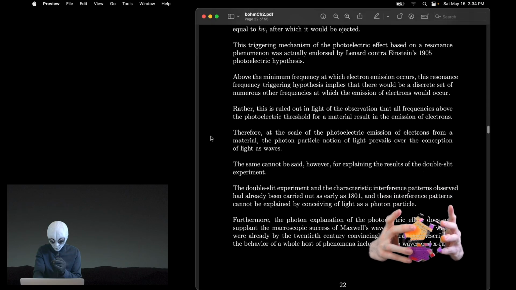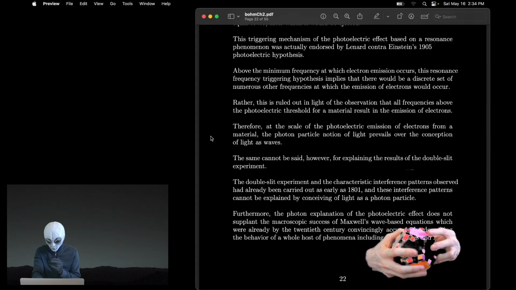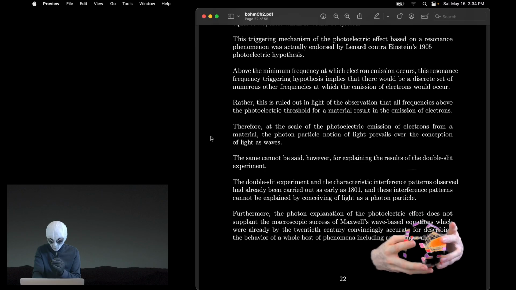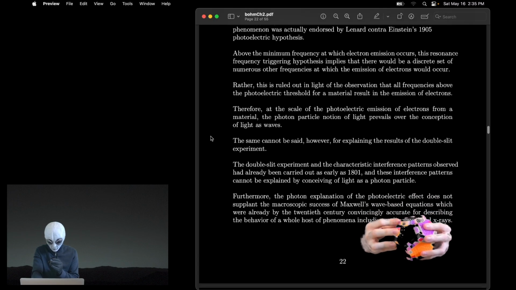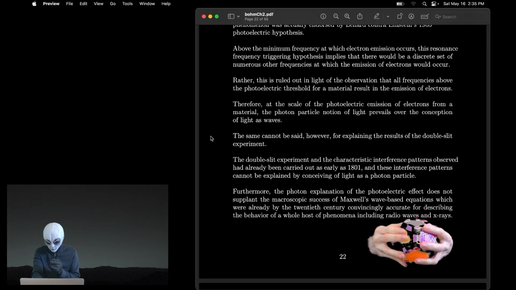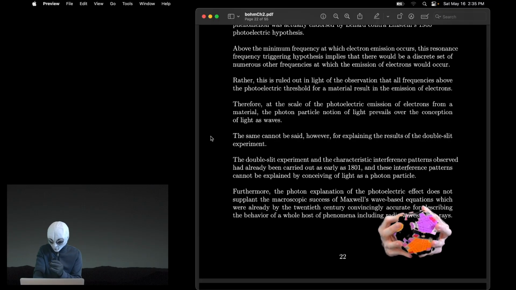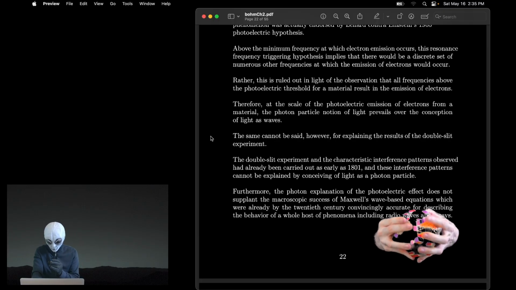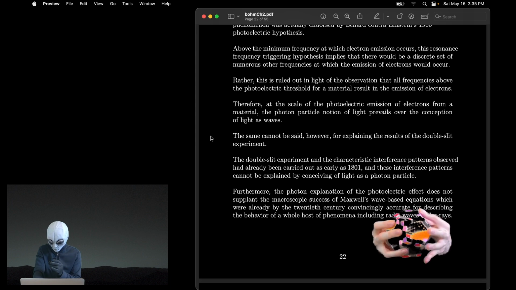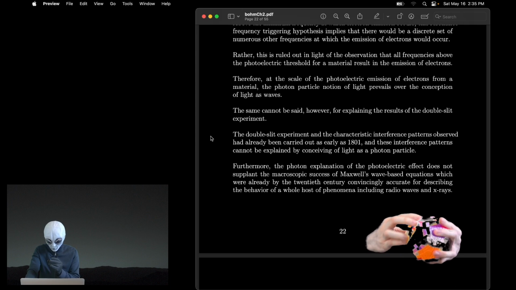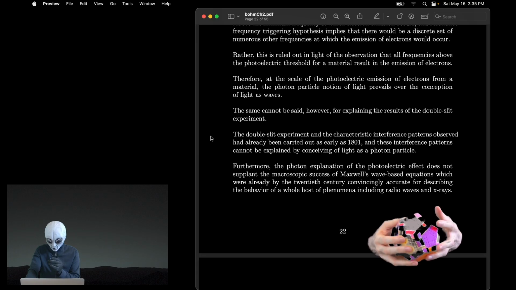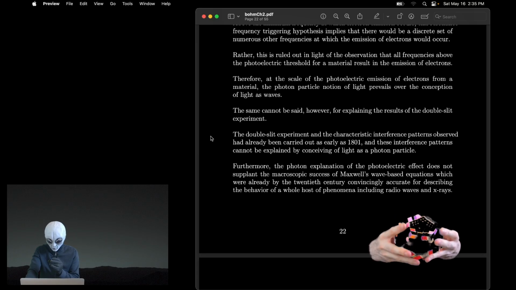photoelectric hypothesis. Above the minimum frequency at which electron emission occurs, this resonance frequency triggering hypothesis implies that there would be a discrete set of numerous other frequencies at which the emission of electrons would occur. Rather, this is ruled out in light of the observation that all frequencies above the photoelectric threshold for a material result in the emission of electrons. Therefore, at the scale of the photoelectric emission of electrons from a material, the photon particle notion of light prevails over the conception of light as waves.